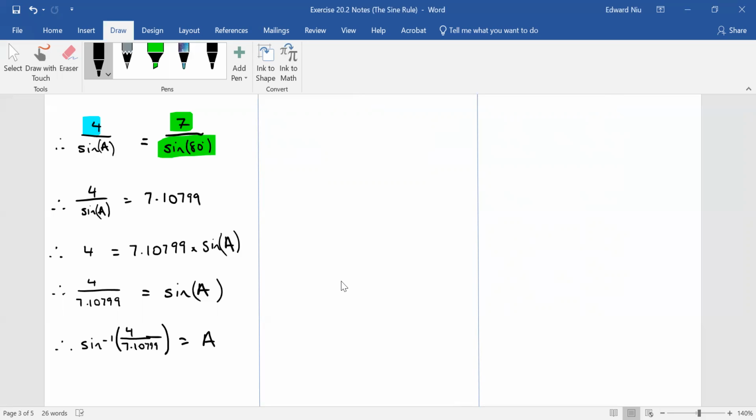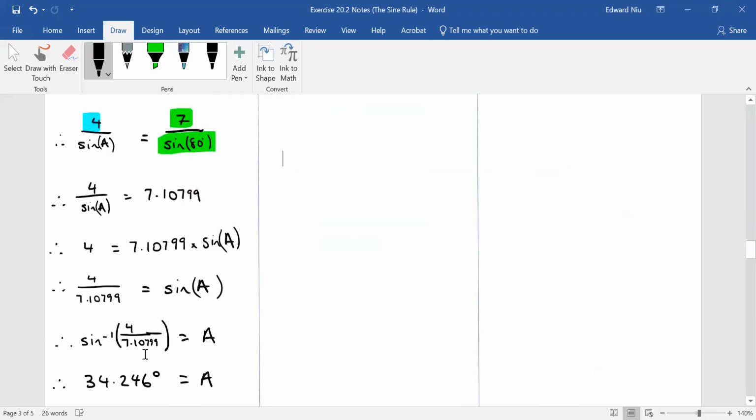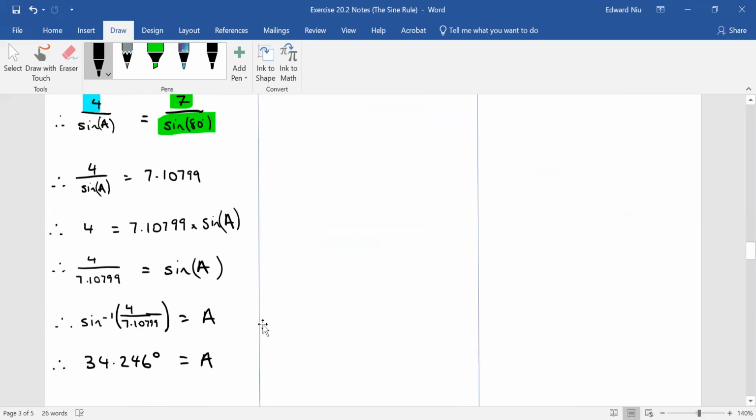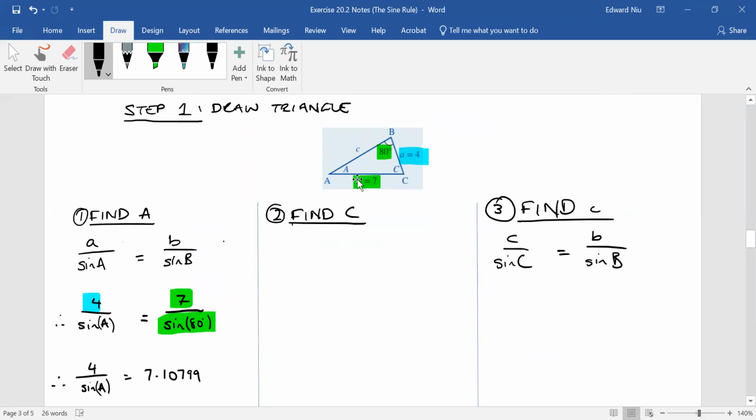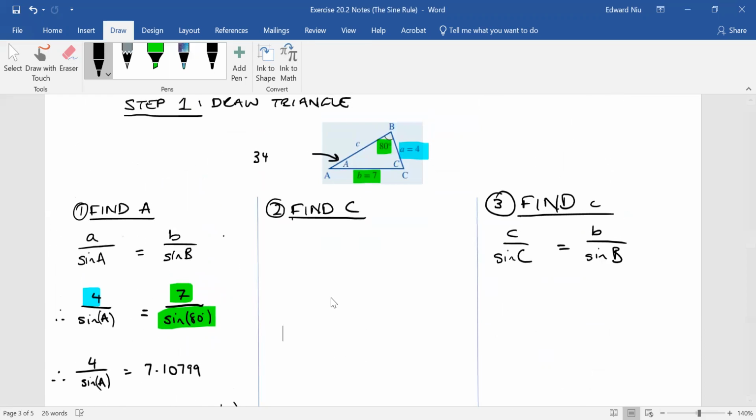4 on 7.10799. This equals 34.246 degrees. Okay, so A here is going to be 34.246 degrees. All right, let's take a look at, so we know this, 34.246 degrees.